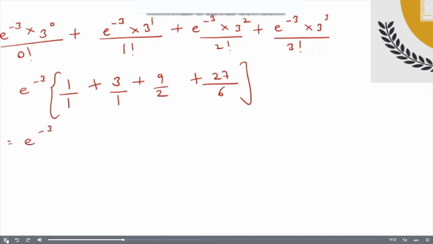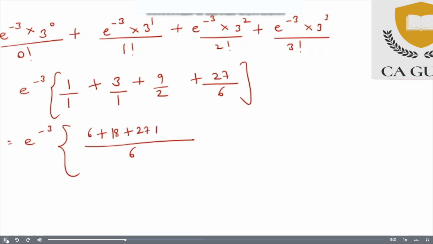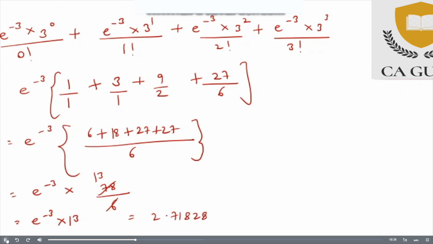Let us simplify this: 6 plus 18 plus 27 plus 27 equals e to the power minus 3 into 13. You have to substitute here. This is equal to 2.71828 to the power minus 3 into 13. The answer for that would be 0.65. You can solve and say it is 0.65.